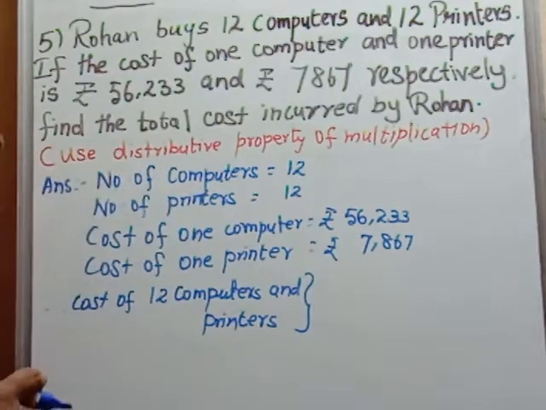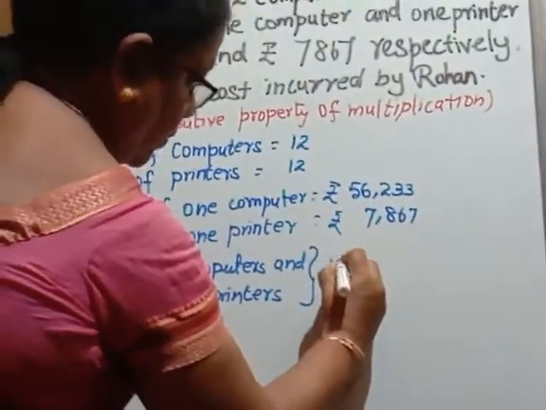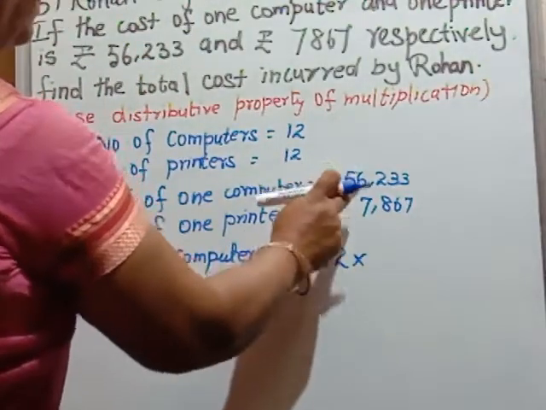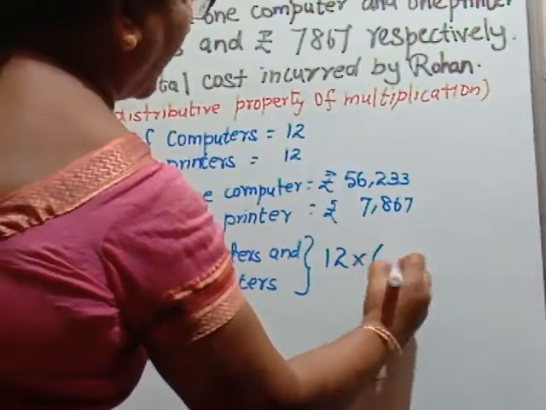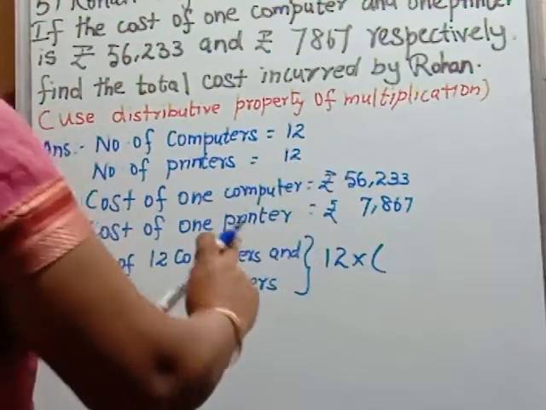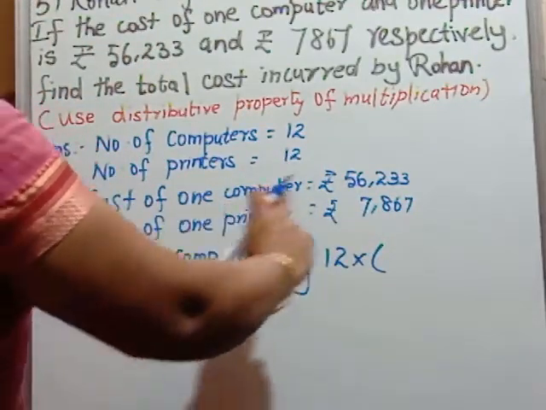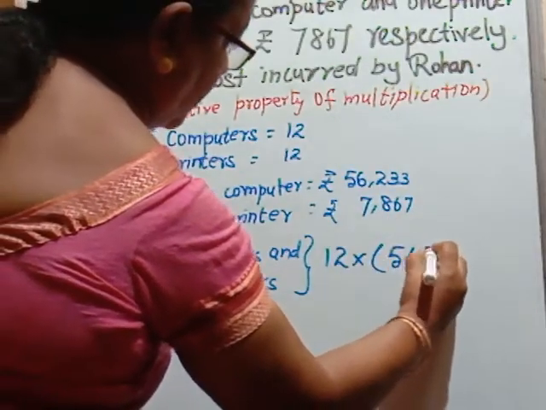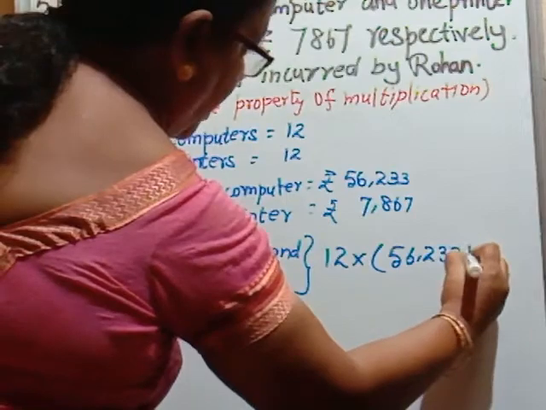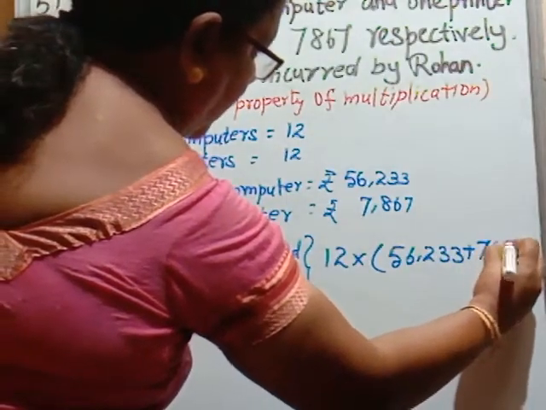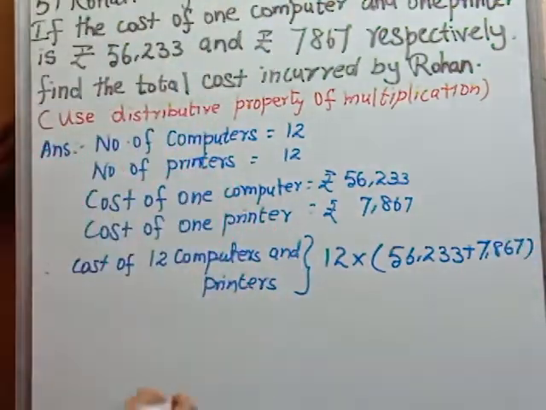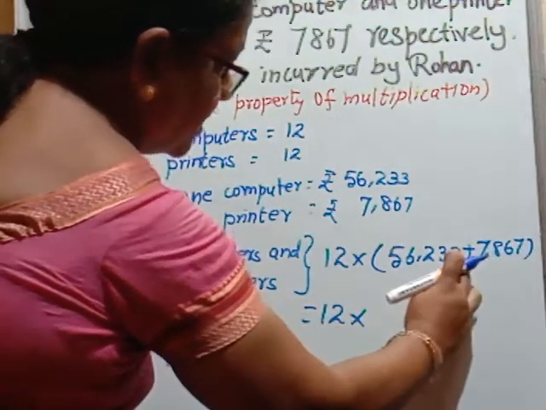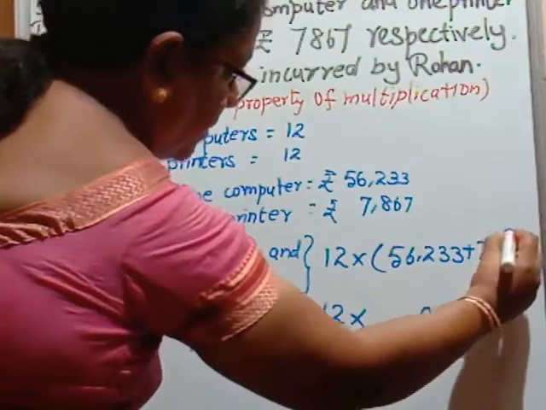The number of computers and printers is same. So we take multiplication, the 12. Now 12 numbers are same, no? So we are going to add the cost of one computer and one printer. So 56,233 plus 7,867. That is 12 into, add it, 7 plus 3, 10, remainder 1.